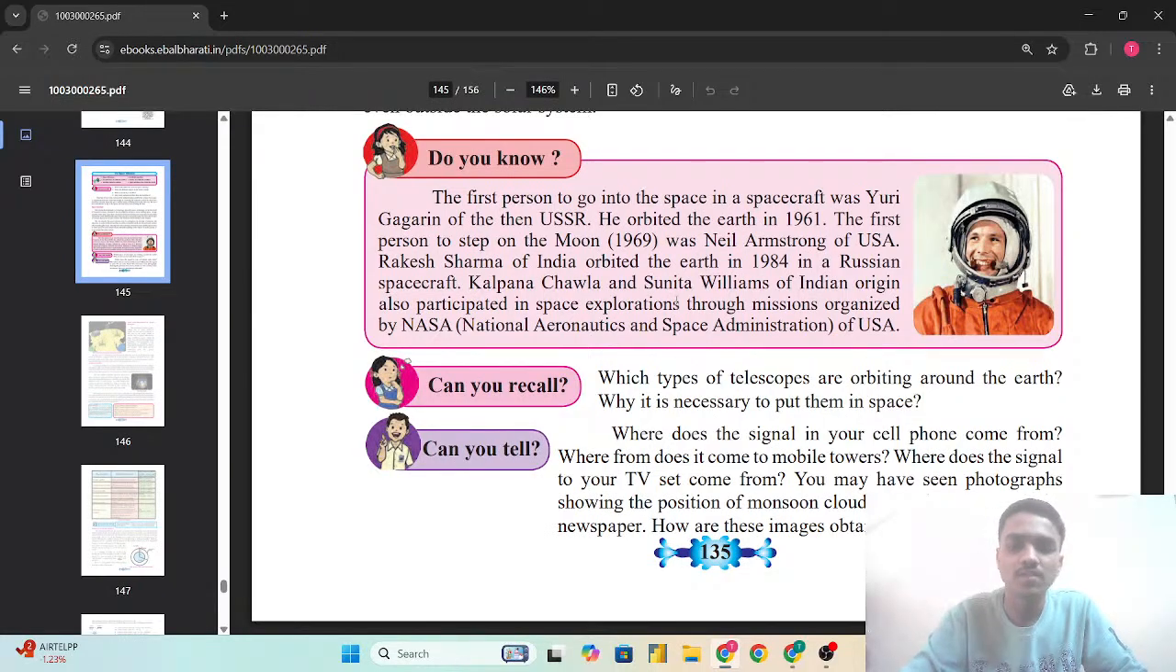The first person to step on the Moon in 1969 was Neil Armstrong of the USA.